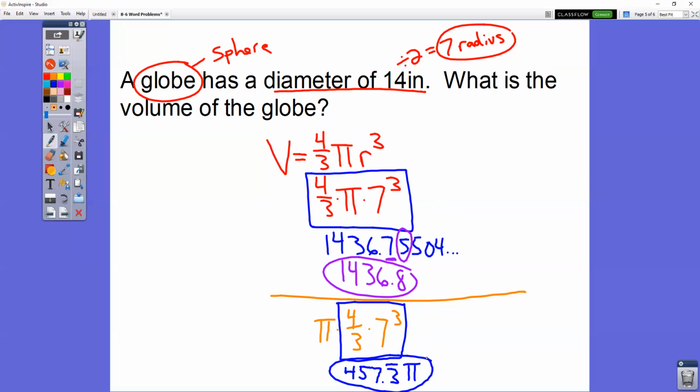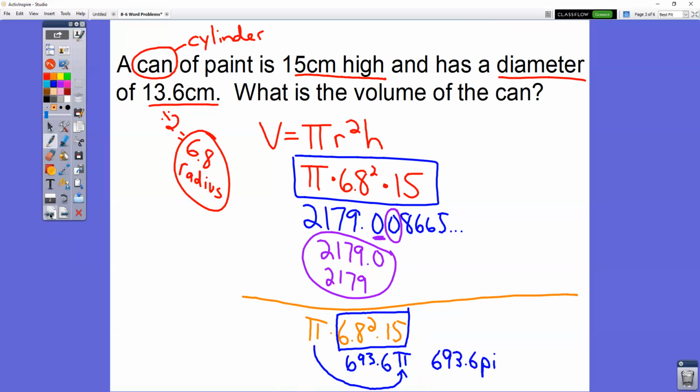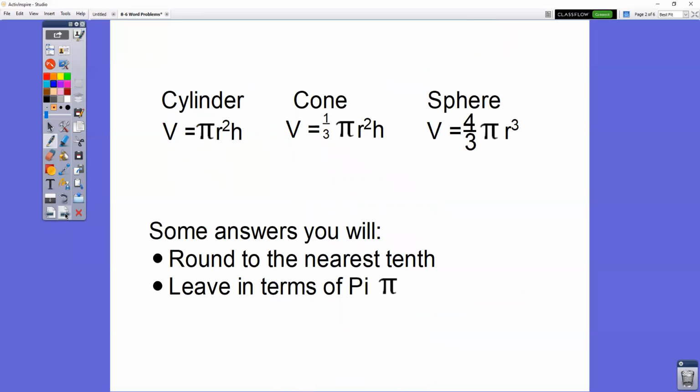Again, be very careful. Sometimes you're given the radius, sometimes you're given the diameter. So you have to divide that diameter by 2. Just make sure that you're using the right formula for the right problem. And I will put the formulas back up here in case you want to write them down.